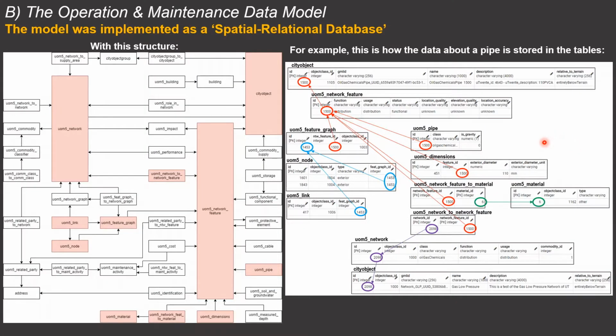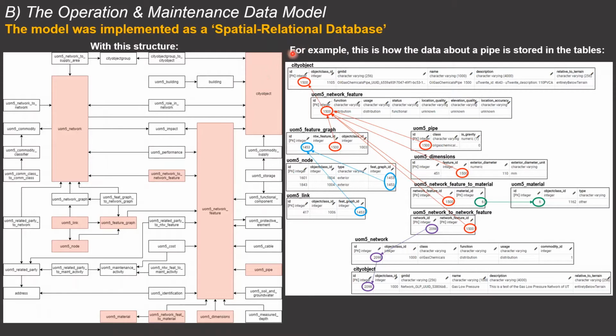The second part of this presentation is about what this new model is and what it looks like. It's implemented as a spatial relational database, so it's basically a collection of tables. Here I have made them schematically with boxes. Each of these boxes is a table, and the arrows show how they are related to each other.